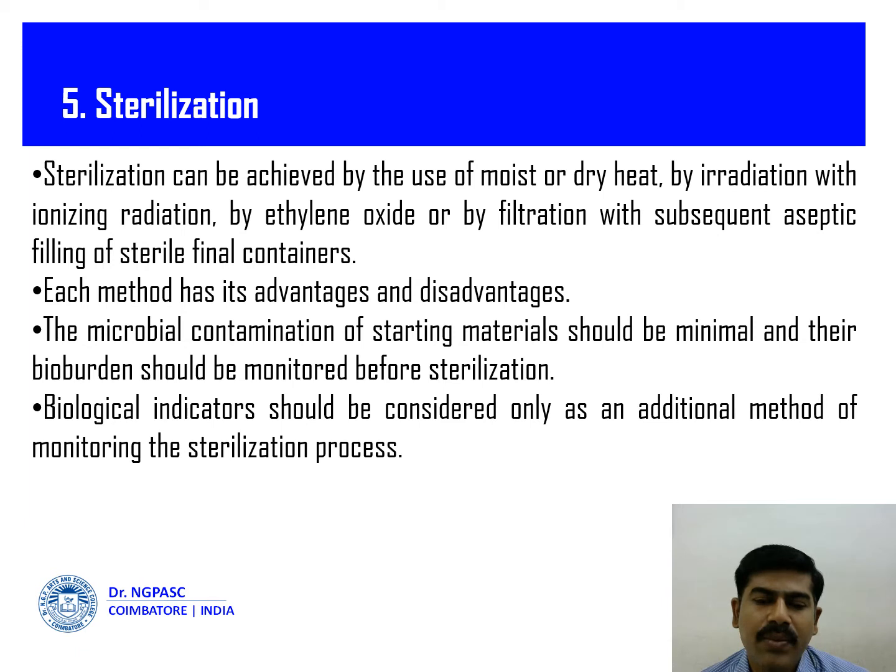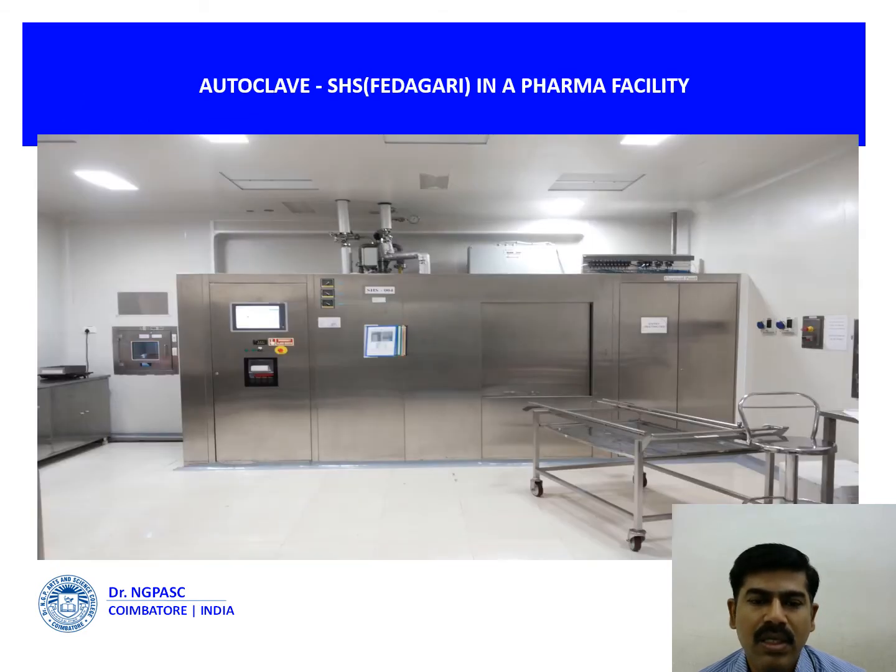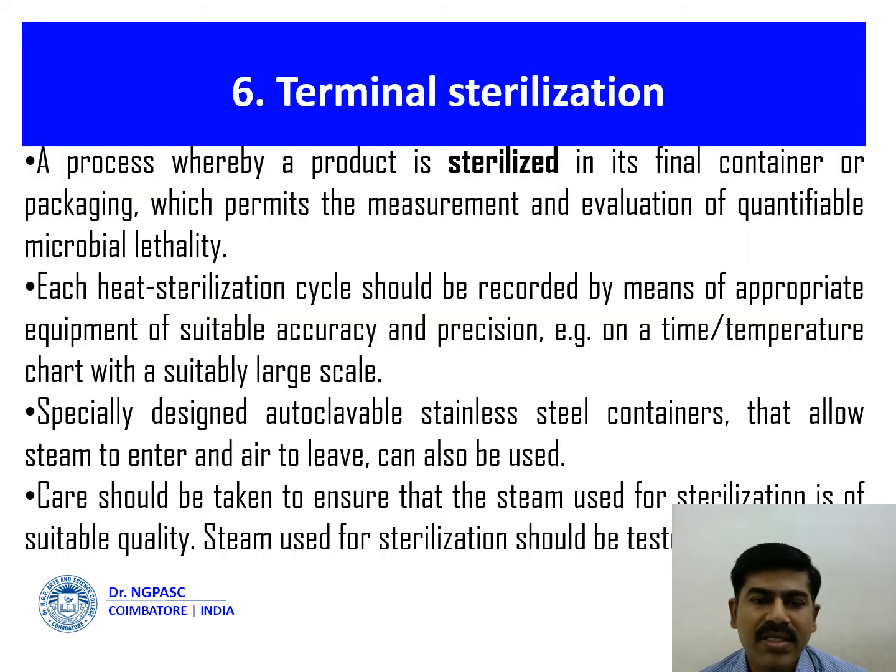The microbial contamination of the starting material should be minimal, and their bioburden should be monitored before sterilization. The biological indicator should be considered only as an additional method of monitoring the sterilization process. So this is the autoclave instrument installed in a pharmaceutical industry. The terminal sterilizations, this is the process where the sterilizations are performed at the last stage of the manufacturing facility. So this is the final stage of sterilization.